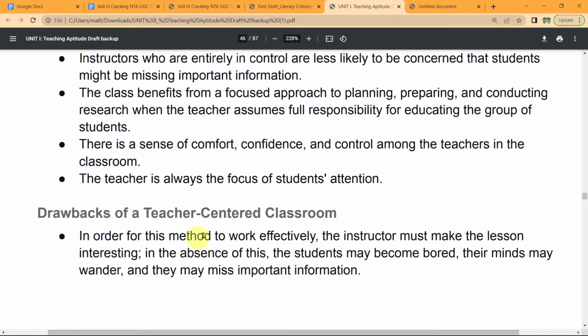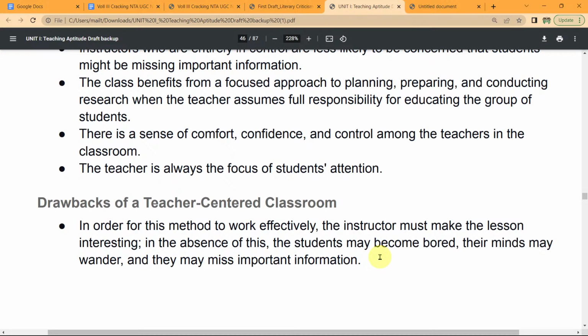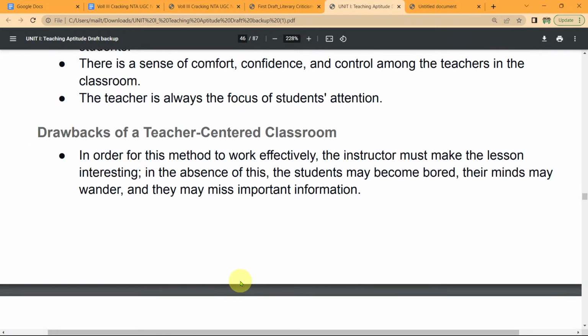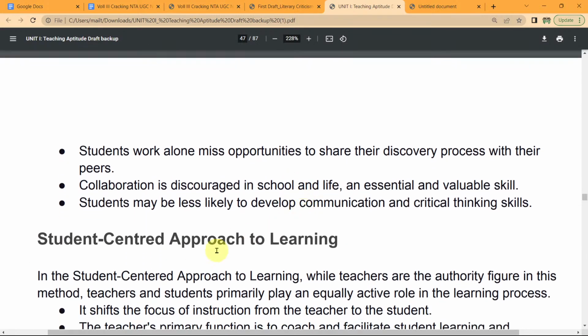Again, drawbacks are, in order for this method to work effectively, the instructor must make the class interesting, and in that way students might interact with the teacher, and that will become an interesting class. Otherwise the student may become bored, their minds may wander, and they may miss important information. So the teacher here has the responsibility that the lecture should be interesting and provide as much information as the student can grasp. Okay, got it? Again, student centered.